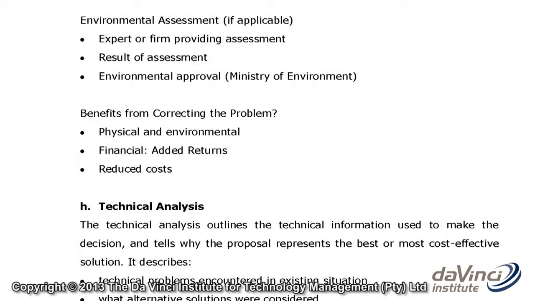Benefits for correcting the problem, physical and environmental, financial. So you would definitely have a financial implication, correct, Brandon? Yeah. Okay, so the coffee machines, you wouldn't have to maintain them and that. You just basically move it back to the simplistic tin and sugar. Okay, and people are happy. Reduced costs, would there be reduced costs? Yes, there would be, and you would have to list them. Okay, does that make sense?